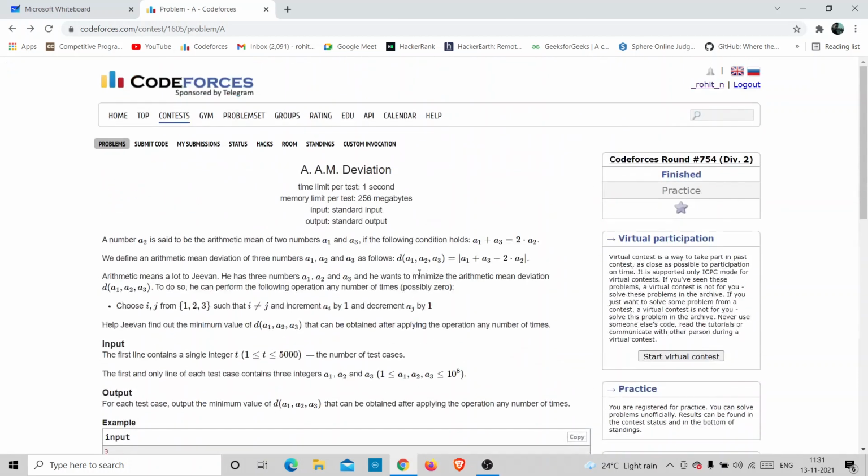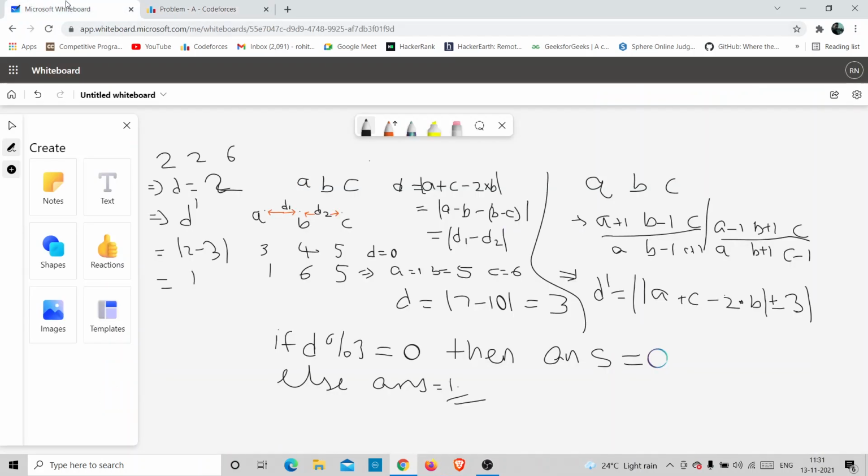So basically we need to decrease this D of A1, A2, A3, right? Let me explain the solution. Since D is A plus C minus 2 times B, if we take A1, A2, A3 as A, B, C, then D would be A plus C minus 2 times B, which is essentially A minus B minus B minus C.